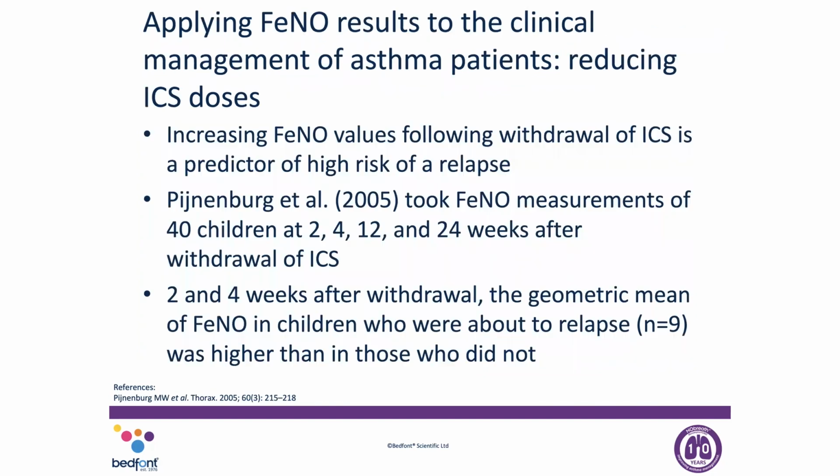And this is a study that only looked at a small number of children, so it's 40 children. And what they did was they used FeNO as a way of anticipating or predicting high risk of relapse in asthma when they reduced doses. So they checked their FeNO measurements at 2 weeks, 4 weeks, 12 weeks, and 24 weeks after withdrawing ICS to see exactly what happened with these children, see if you could predict where the problem was.